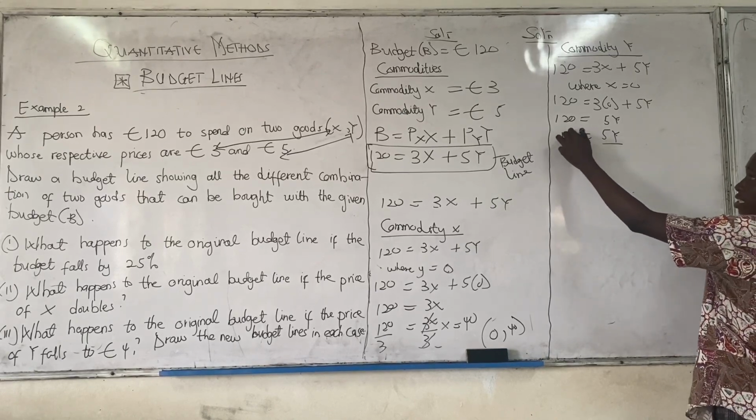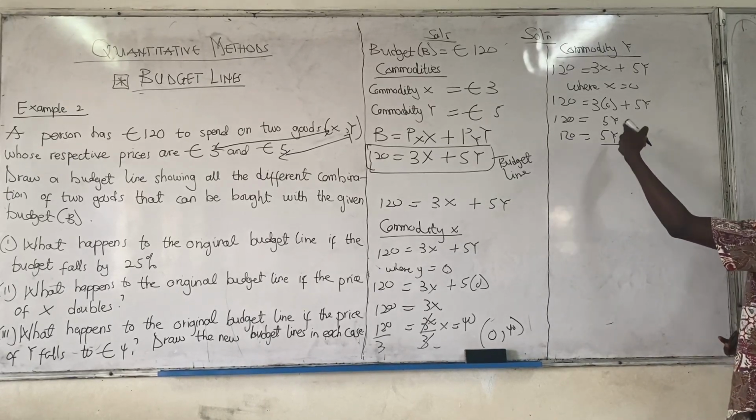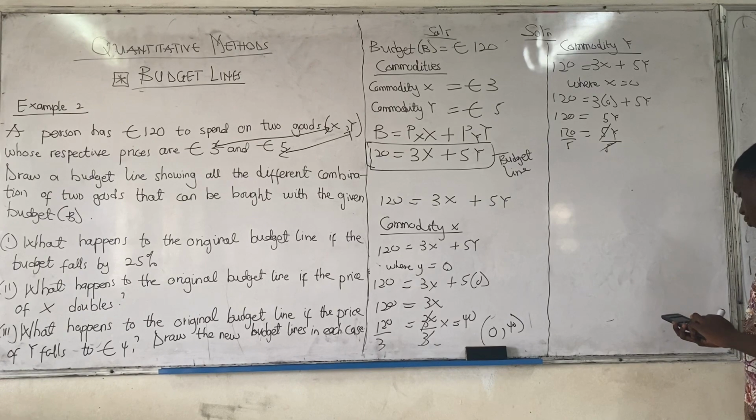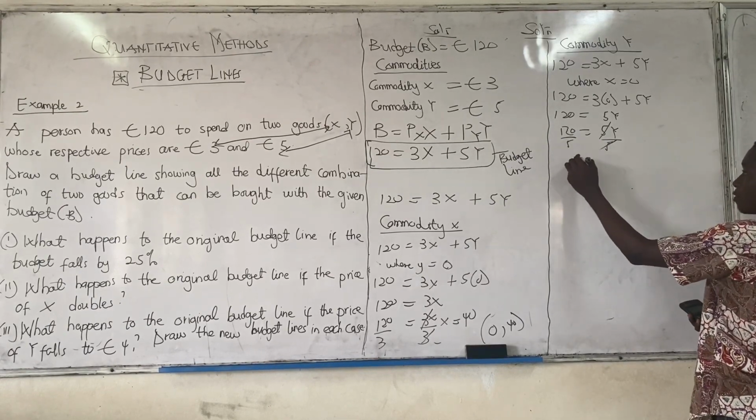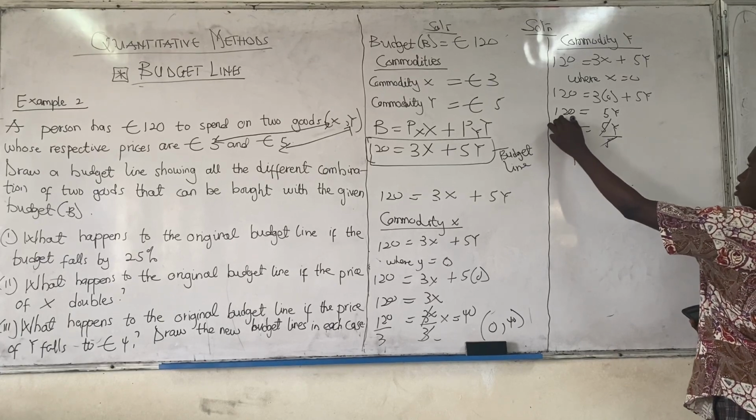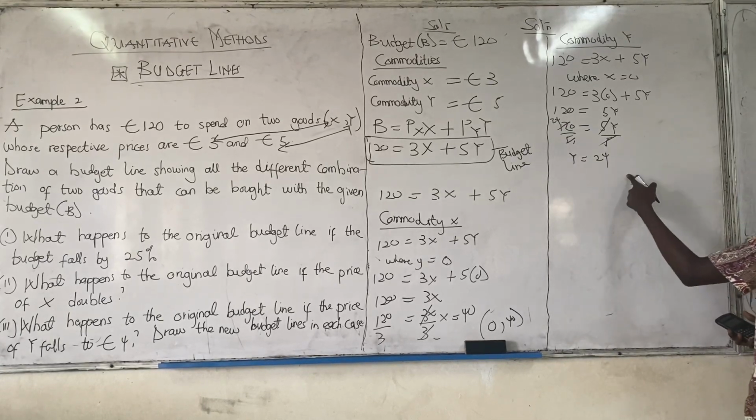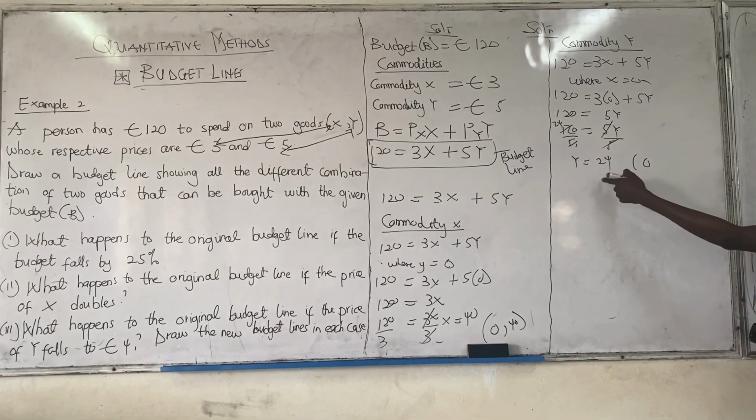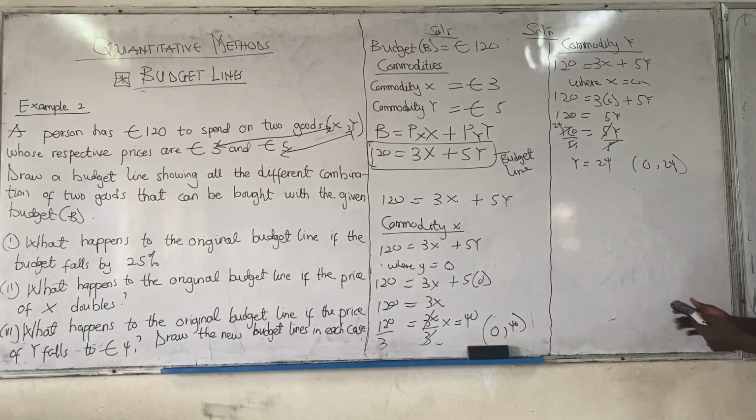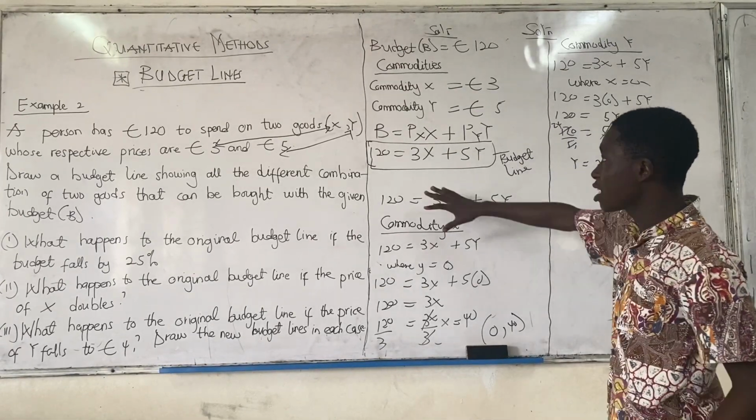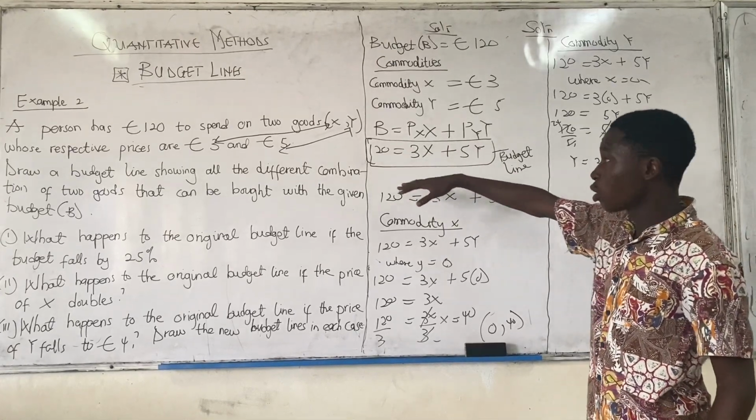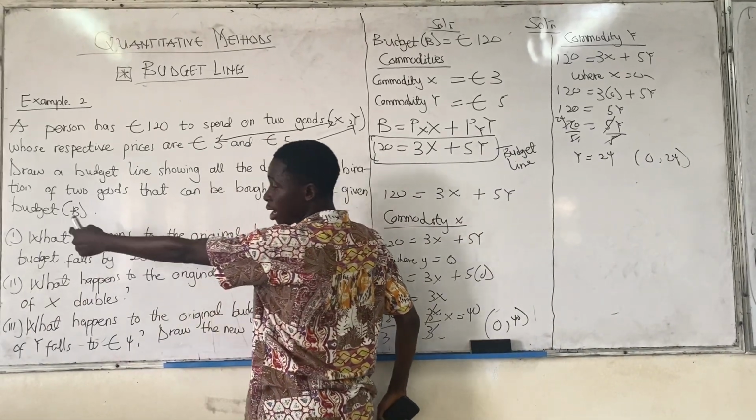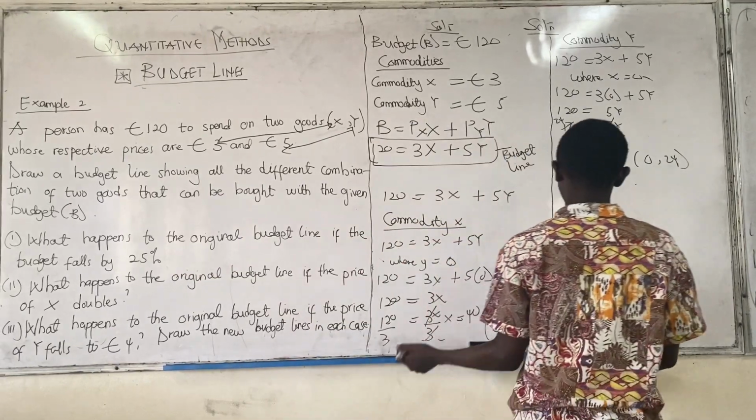We divide both sides by the coefficient of y to get the commodity y. So 120 divided by 5, we are getting y as 24. Definitely, if you are also going to plot this on the graph, you need this (0, 24). This becomes the answer based on the budget line equation, 120 equals 3x plus 5y. So we are now about to proceed with the questions given beneath it, the I, the II, and the III. Let's start with the I.